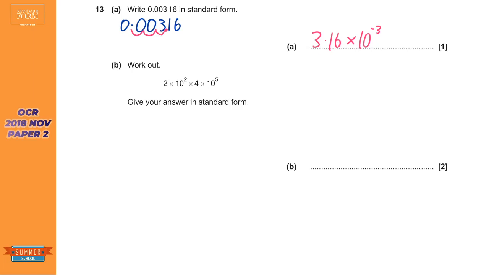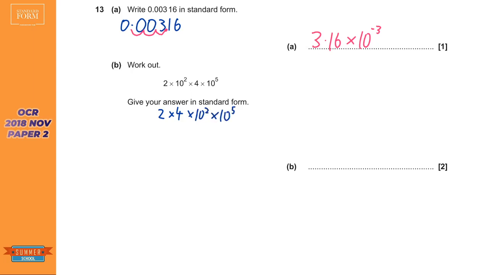Next we're asked to calculate this in standard form. The first thing we're going to do is pair the numbers up and pair the powers of 10 up. With multiplying it doesn't matter which order you multiply them in, so we'll put the numbers together and the powers of 10 together.